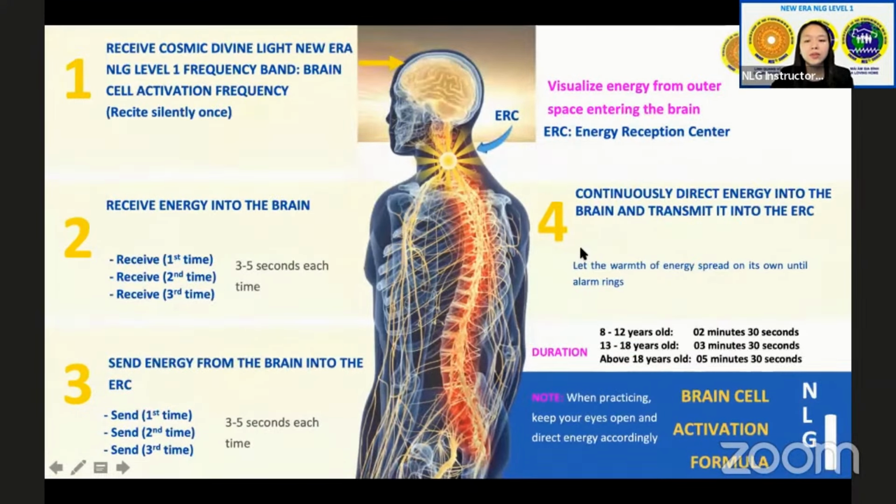All right, so let's go through this formula here. When we present you with a formula like this, it's really important, first of all, to look at the note. The note here said, when practicing, keep your eyes open and direct energy accordingly. Please do that. I understand that for other methods, you might close your eyes. But here, at this level, we really try to encourage everyone to open your eyes. And that's another essential practice. It's the same as when you see the things around you, but you're not getting distracted.